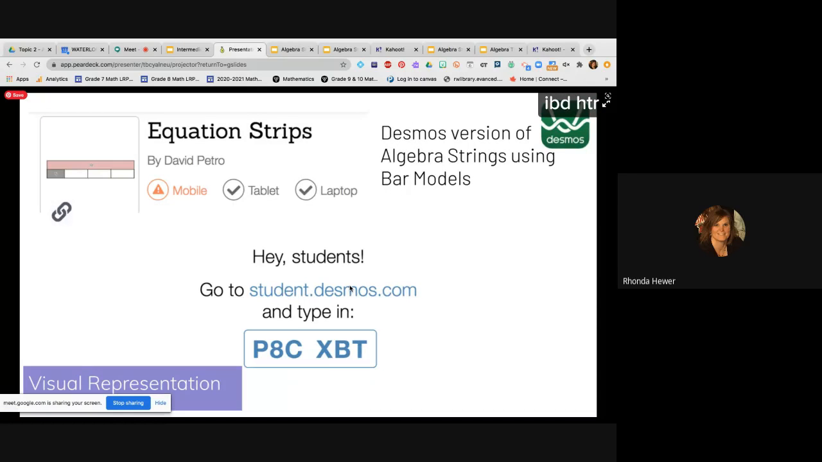Okay, this slide here, I think we're out of time, aren't we? Okay, we don't have to go into this. This is a Desmos version of algebra strings, and it's using the bar models.